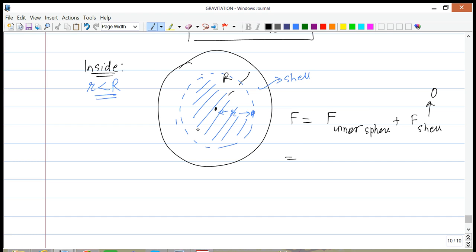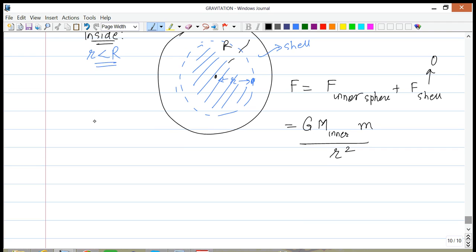So all we need to do is figure out the force due to the inner sphere, and we know that force is simply, once again, capital G times the mass of the inner sphere, so it's capital G times mass, just call it inner, times m over little r squared. So the problem becomes finding what the mass is of the inner sphere. Now if it is a uniform sphere, then the inner mass is basically equal to the density multiplied by the volume, which is 4 divided by 3 pi times lowercase r cubed.